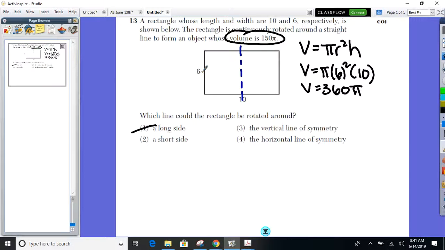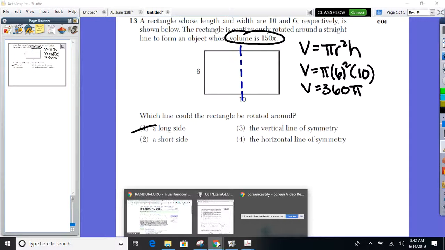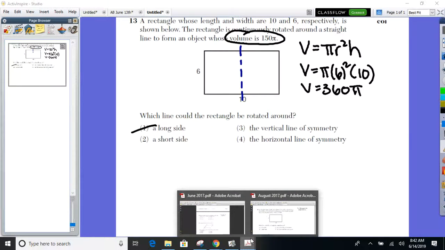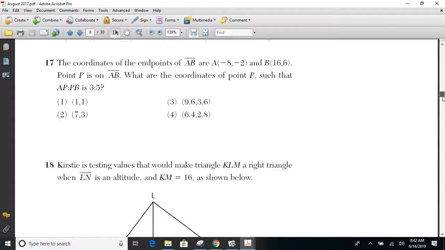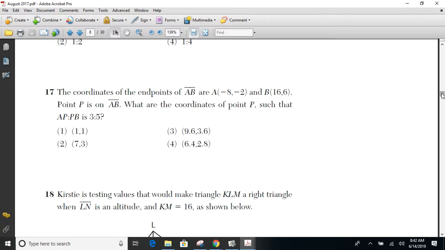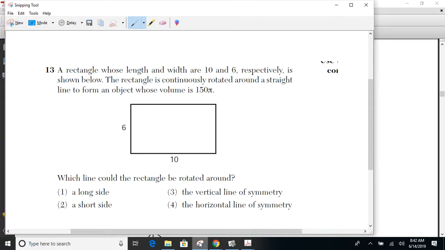Good question. We good there, Kate? Meg, you had a question. Yes, 17. Everyone 17, please. Okay, what was the issue?